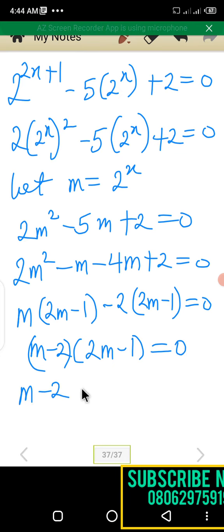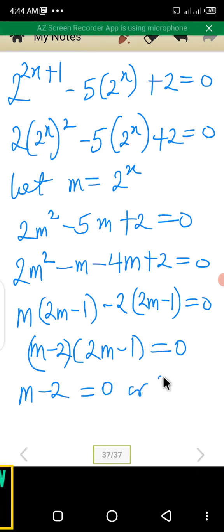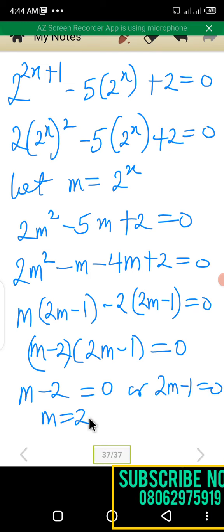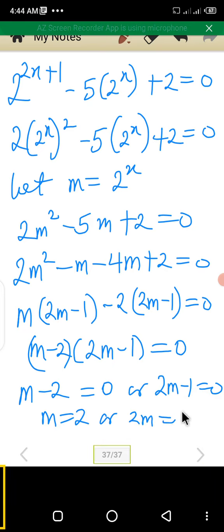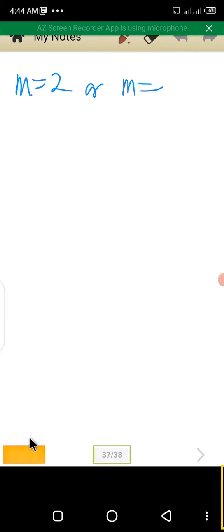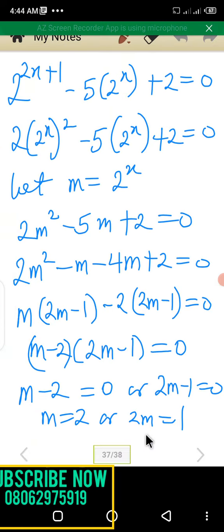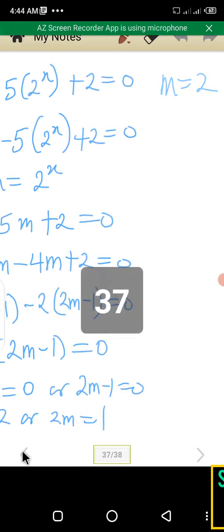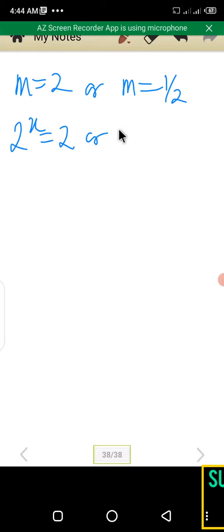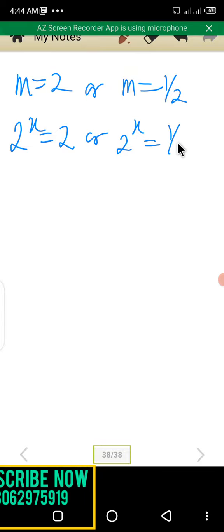m minus 2 is equal to 0, or 2m minus 1 is equal to 0. So m is equal to 2, or 2m is equal to 1. So m is equal to 2, or m is equal to 1 over 2. But you set your m to be 2 raised to power x. Since you have said that 2 raised to power x is equal to 2, or 2 raised to power x is equal to 1 over 2.